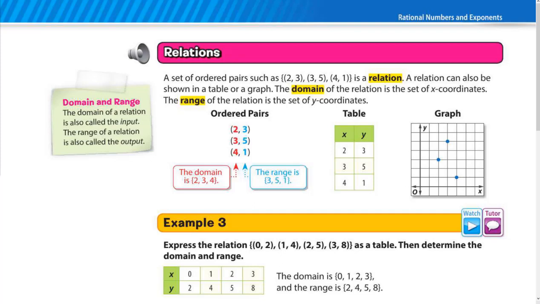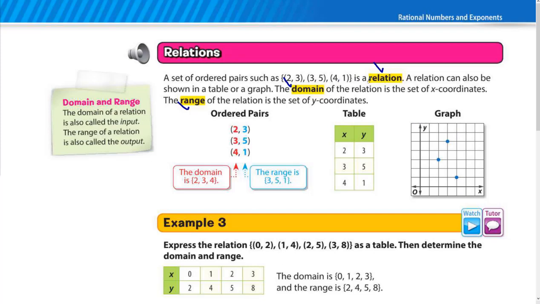So the next set shows us a couple of the fundamental ideas here. There are 3 big things in this example, or in this discussion. There's the idea of a relation, the idea of a domain, and the idea of a range. So this set of ordered pairs, 2, 3, 3, 5, and 4, 1, is a relation. A relation can be shown with a table, it can be shown with a graph.